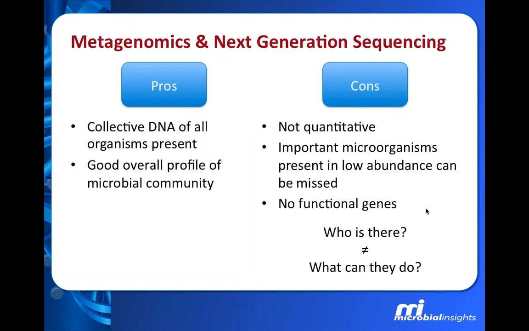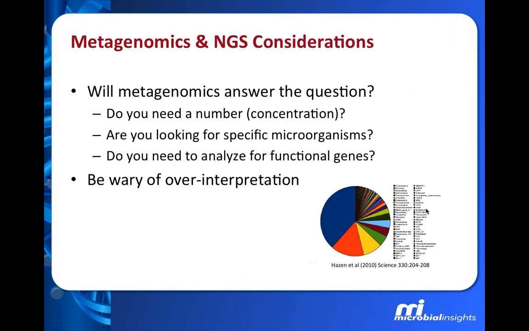Finally, labs offering NGS, including what we do here at Microbial Insights, usually stick to 16S. Very rarely are there functional genes. And we need to make sure we're not over-interpreting that data, because who is there is not always equal to what they can do.